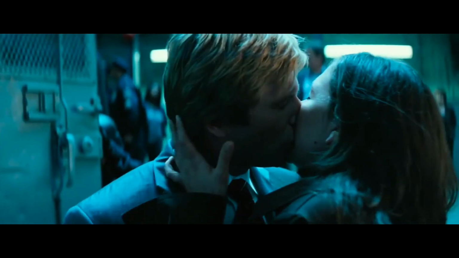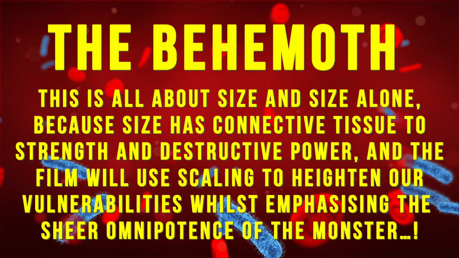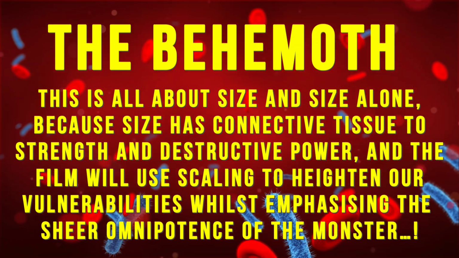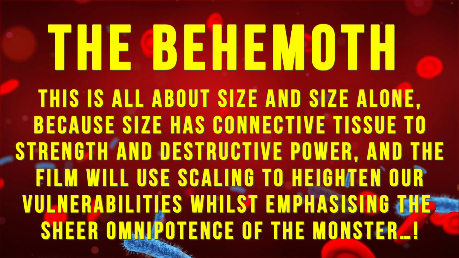Finally, in our flow-through chart, let's come to the Behemoth. This is all about size and size alone, because size has connective tissue to strength and destructive power, and the film will use scaling to heighten our vulnerabilities whilst emphasising the sheer omnipotence of the monster.